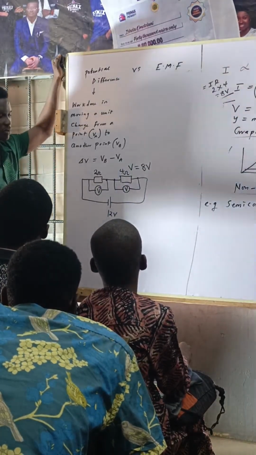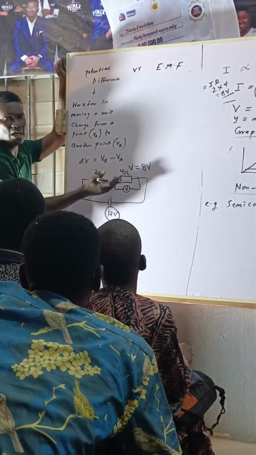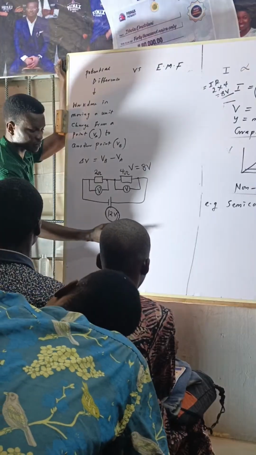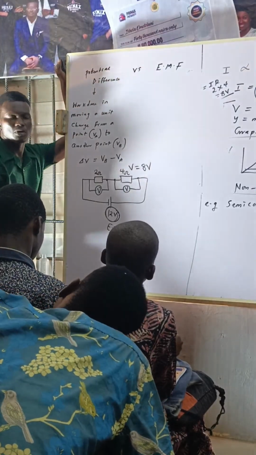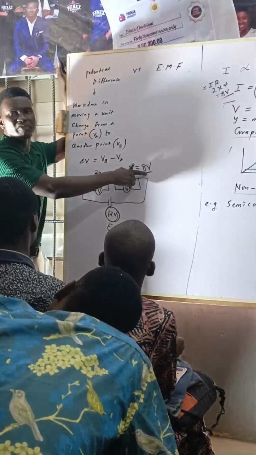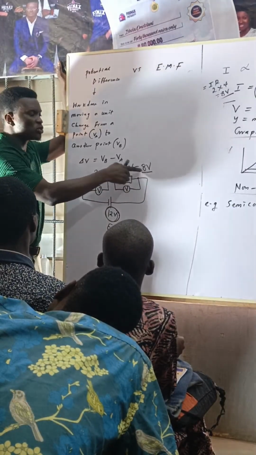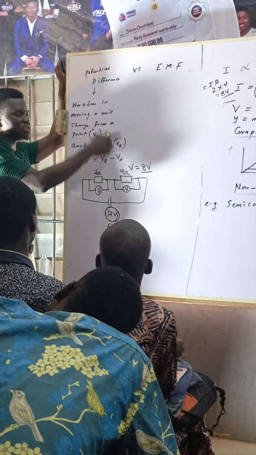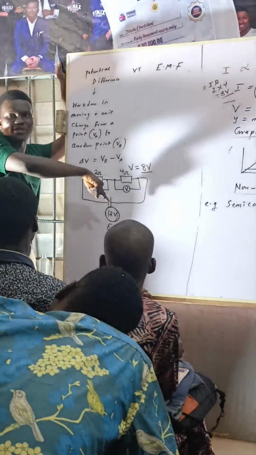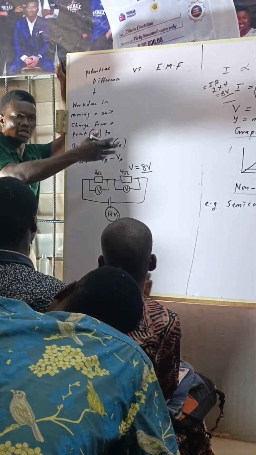But now, let me use it to explain this. This is called EMF. You dare not in your life call this one EMF. This will be called what? Potential difference across 4 ohms. Do you get that?